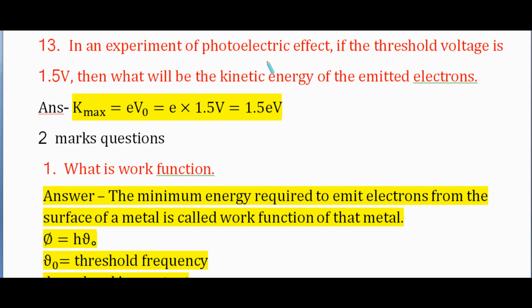In an experiment of photoelectric effect, if the stopping voltage is 1.5 volt, then what will be the kinetic energy of the emitted electrons? The formula for kinetic energy is K max equal to e V naught. Here e is the electron charge and V naught equal to 1.5 volt. This is given, and after calculation we get 1.5 electron volt.